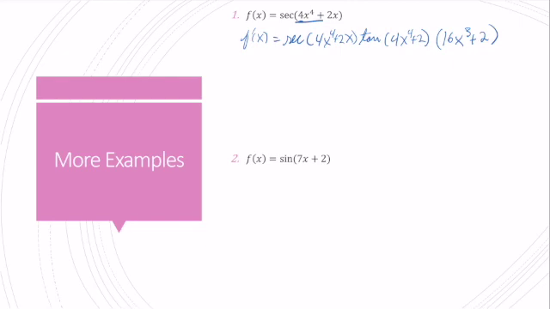Next, I have the derivative of sine of 7x plus 2, f prime of x equals cosine of 7x plus 2, and we're going to have the derivative of this function, which is 7, so we'll throw that in the front, because that's what we like to do with constants.